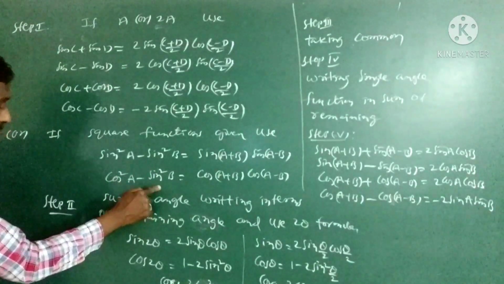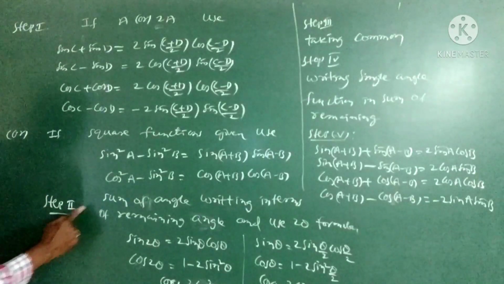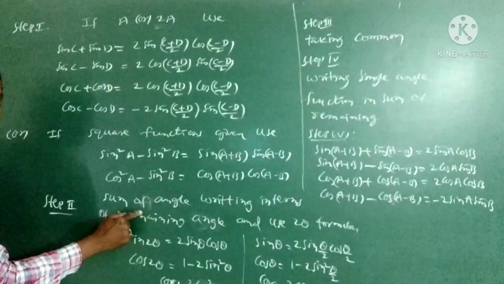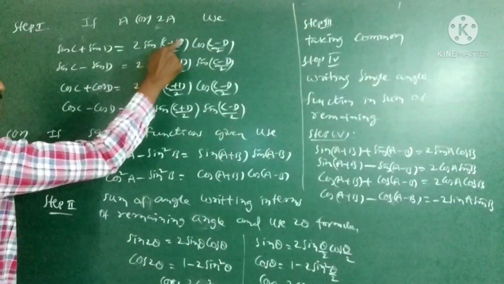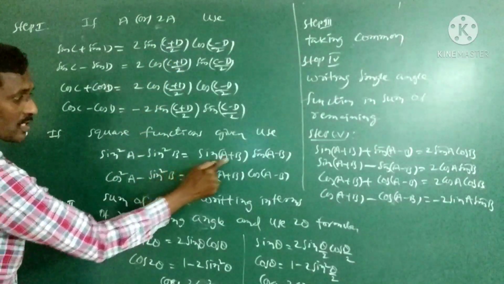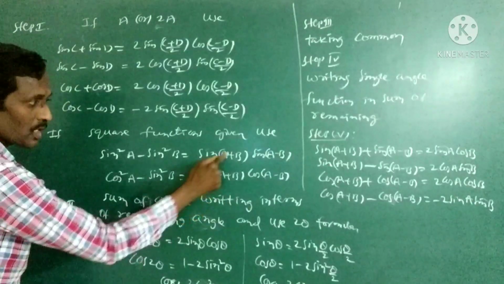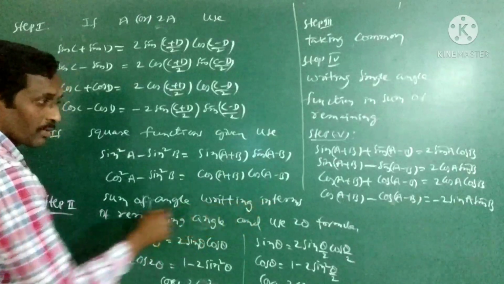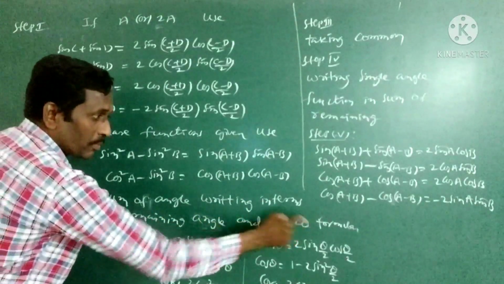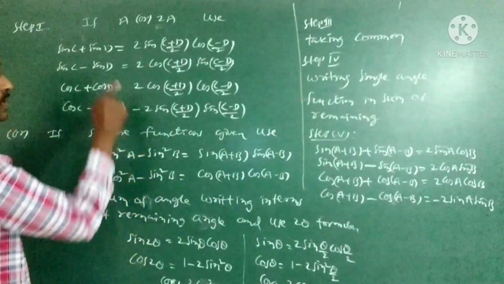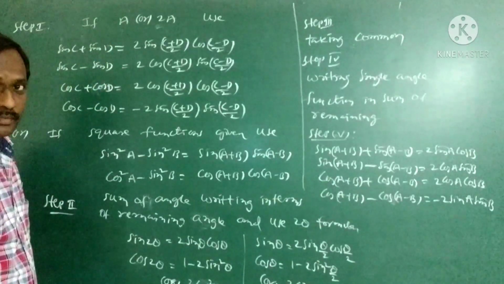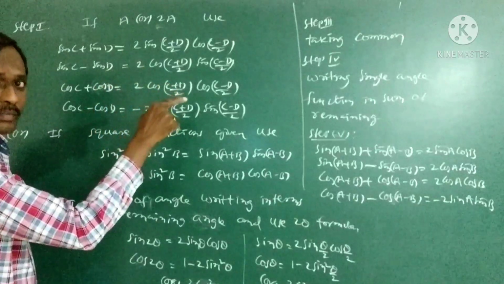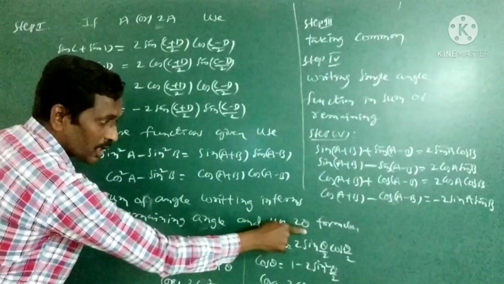Then coming to the next step, we have to convert the sum of the angles in terms of the remaining. Why? Because if you apply the first formula, we are getting a sum here. Otherwise, we are getting a sum there. So these angles you have to write in terms of the remaining. And the 2 theta formula also we have to use, because the question is going to give 3 functions. For 2 functions we are applying the formulas. One more function remains. For that function you have to apply the 2 theta formula.